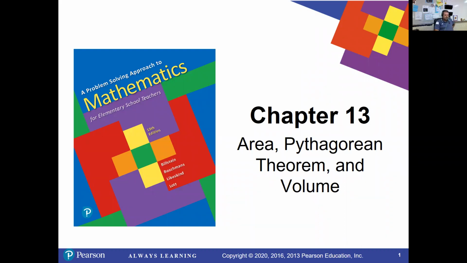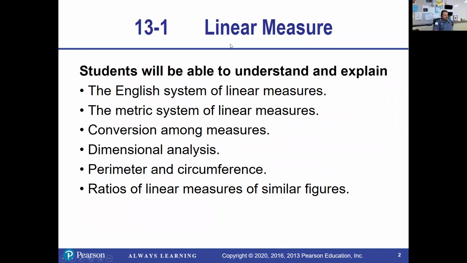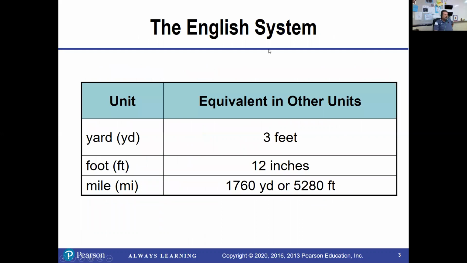So we've got chapter 13, which entails things in geometry. We're going to be talking about linear today. So we're going to talk about different types of measurements, converting measurements, which is the trickiest part of this section, a little bit of dimensional analysis, perimeter, circumference, and at some point possibly some similar figures. All right, so what are our different units that we deal with?